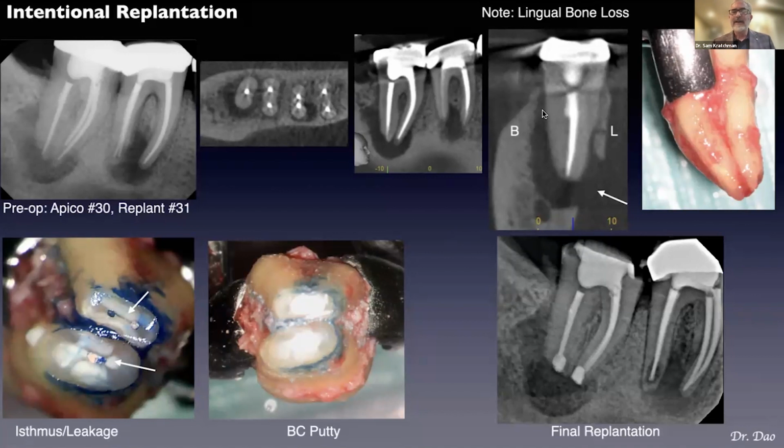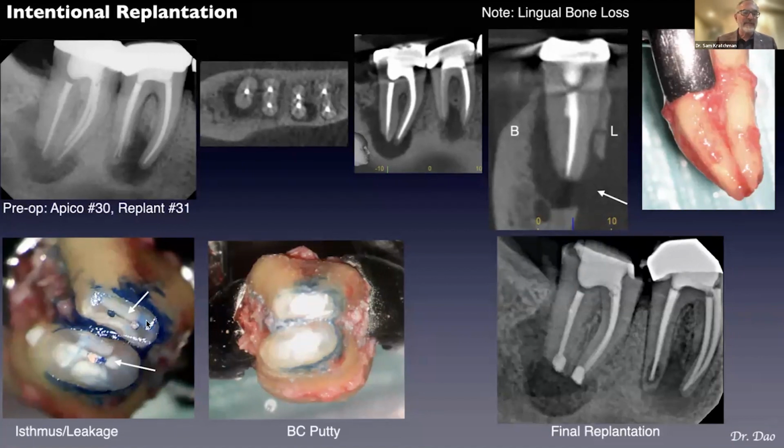Think about this. By luxating the tooth buccally in this direction, this root very easily can come out. If you're going to luxate the tooth in a lingual direction, then the root has to travel all this way buccally. So once again, we luxated the tooth in a buccal direction. There was already a break of the bone here. The tooth came out in one piece.